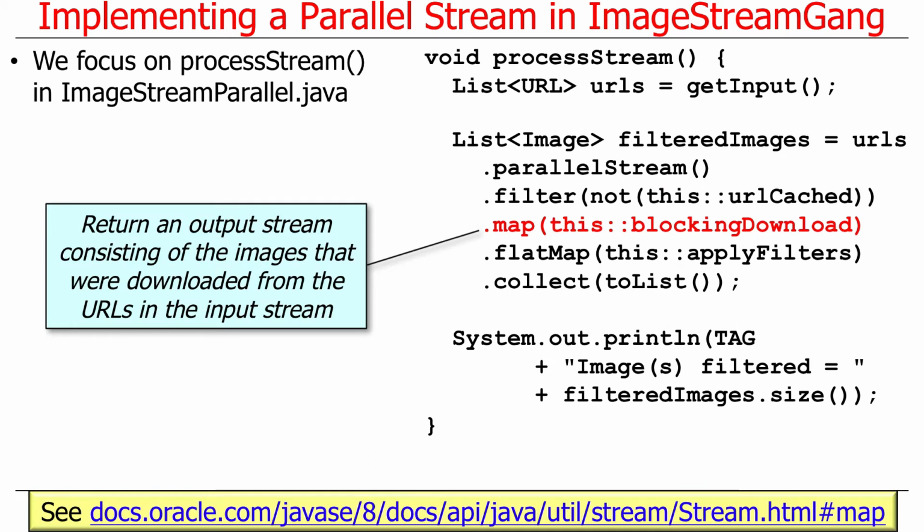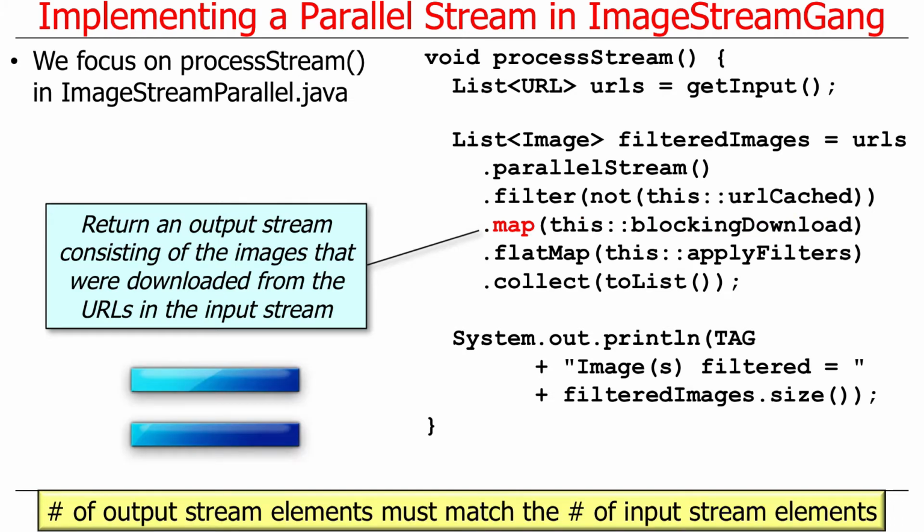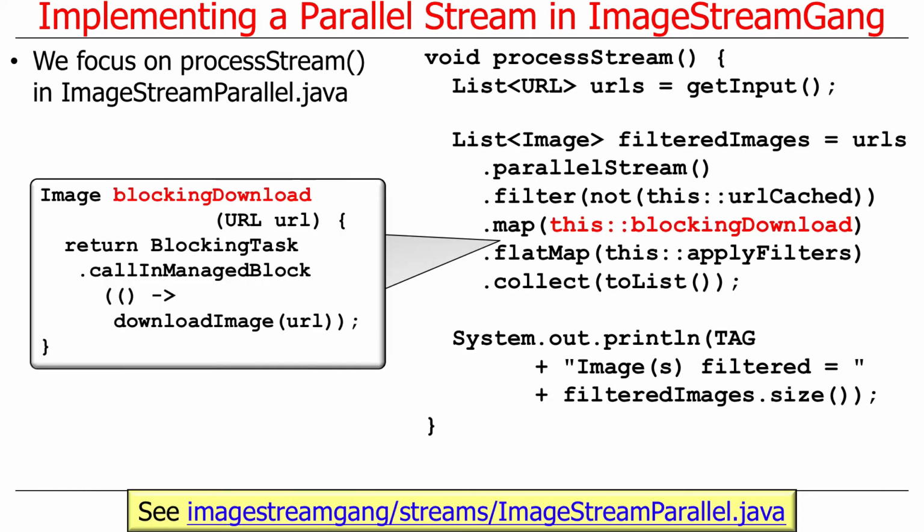OK, then we go ahead and map the blocking download, and that'll convert the stream of URLs into a stream of images. Remember the deal with map. Map always gives you back the same number of items that you took as the input. So output and input are the same. And also remember that map potentially can change the type, as it does here, right? So it goes from URL to image. So the element count doesn't change, but the type may change.